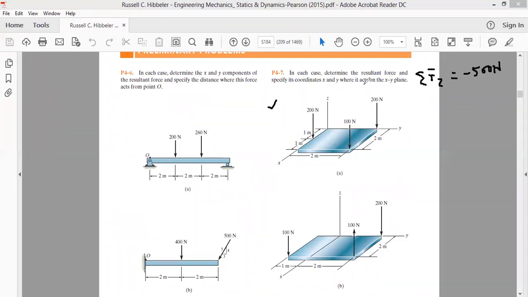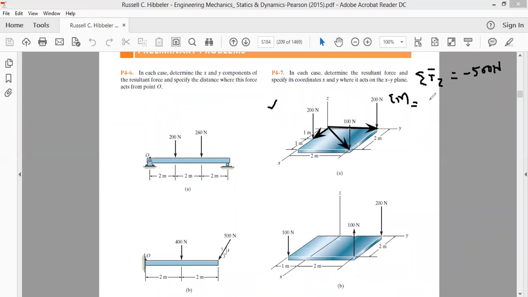In order to calculate the moments, let me use the vector formulation right now. The moment, summing up all the moments, was coming out equal to the moment because of this 200 Newton force. First foremost, you can draw the radius vectors from point O to all these forces. Okay, and then we calculate the moment because of this 200 Newton force.